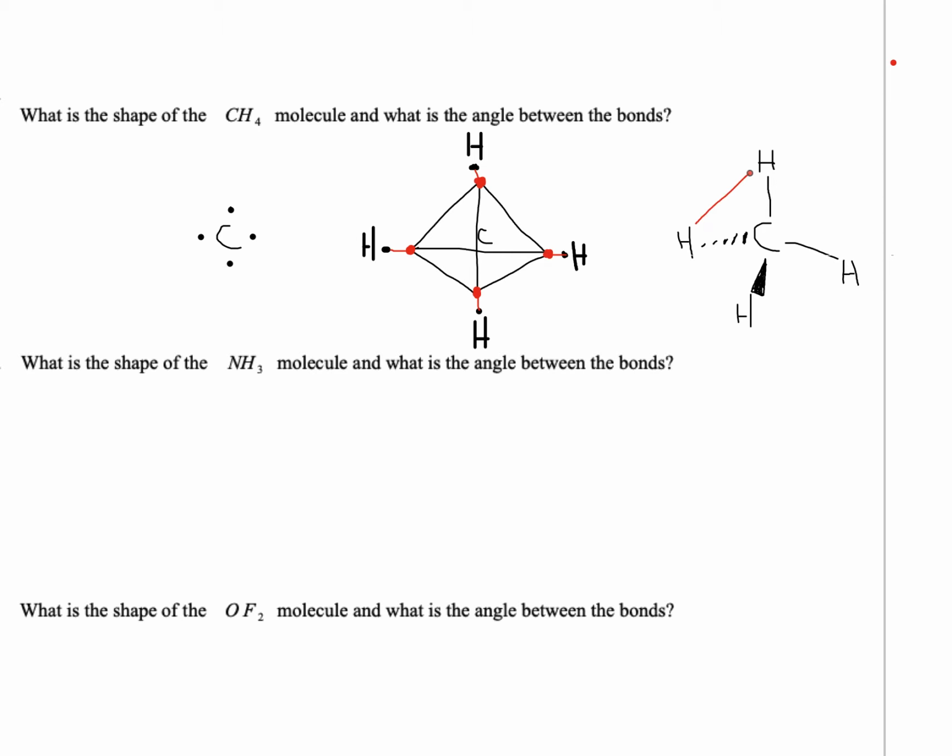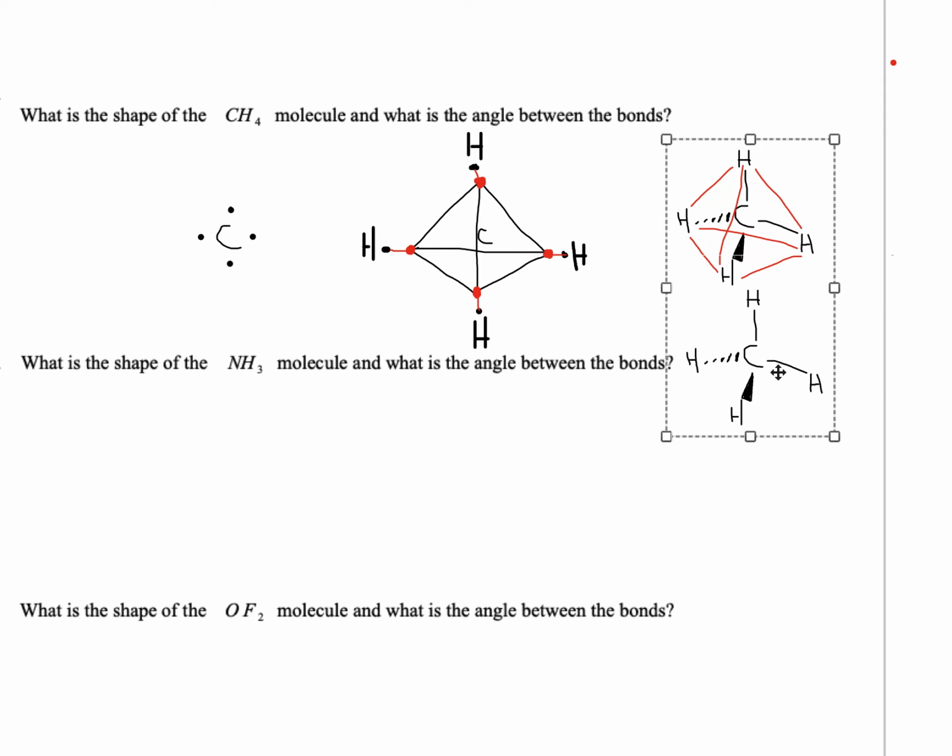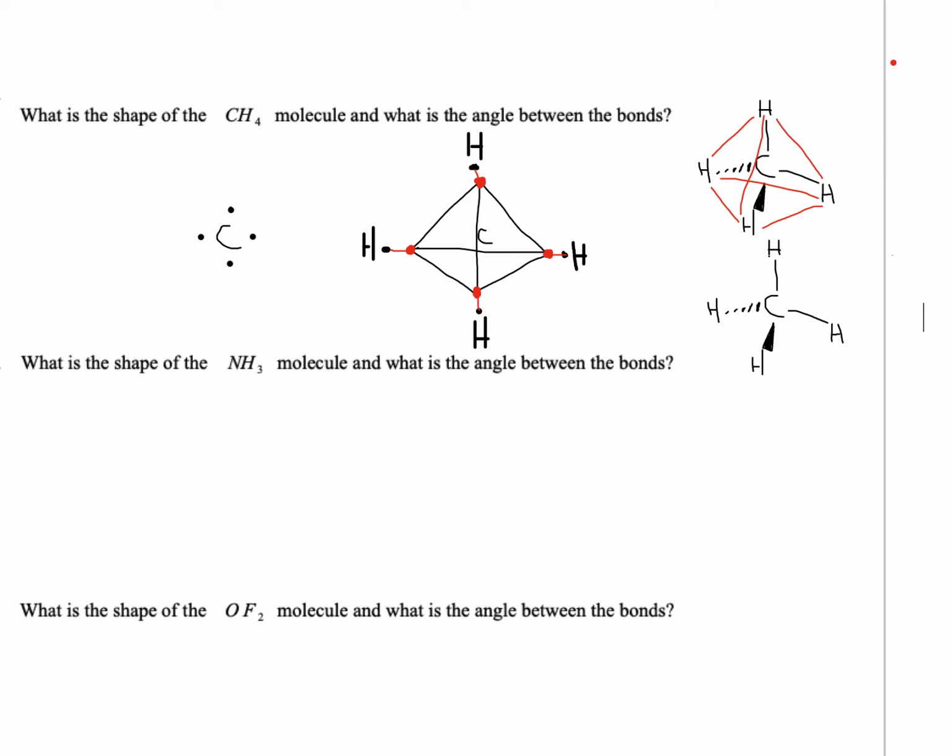And so the pyramid is looking like this, with the carbon in the middle, and the hydrogen here is closest to us. The hydrogen there is farthest from us. This is an example of what's called tetrahedral.